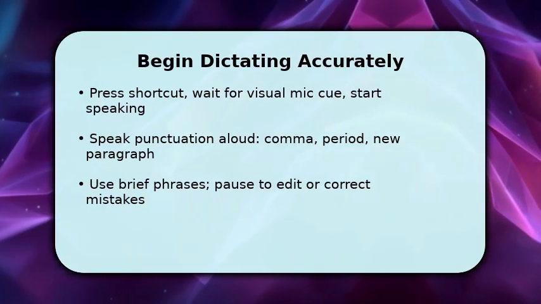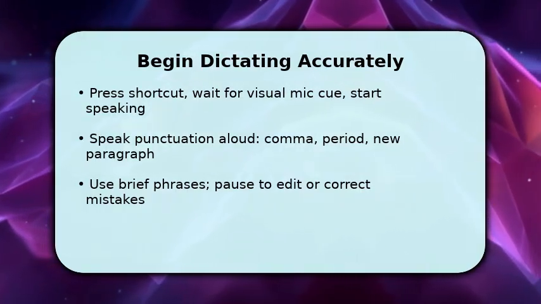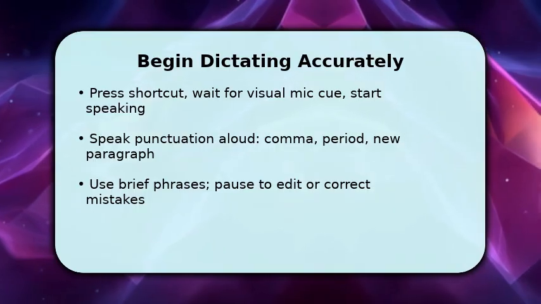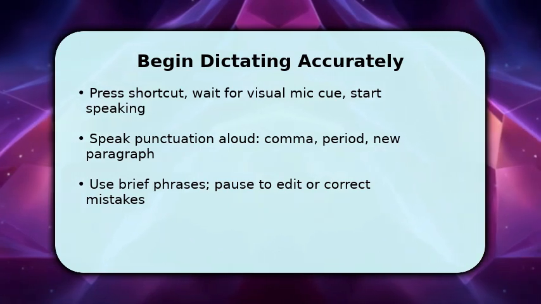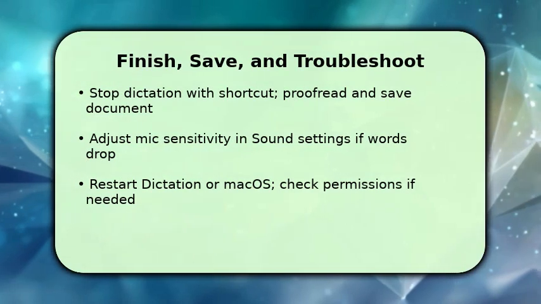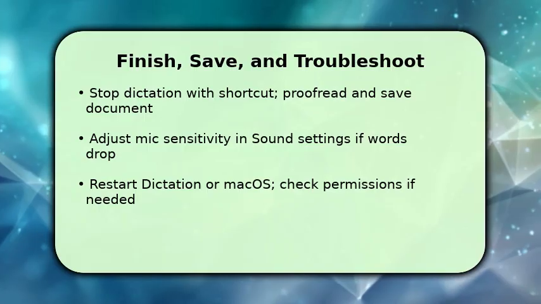Pause between sentences to let the system catch up, then glance down and correct obvious errors with the keyboard. This keeps you moving fast while maintaining accuracy and reduces the need for long redictation. When you finish, stop dictation with the same shortcut and proofread the text. Save or export your document.